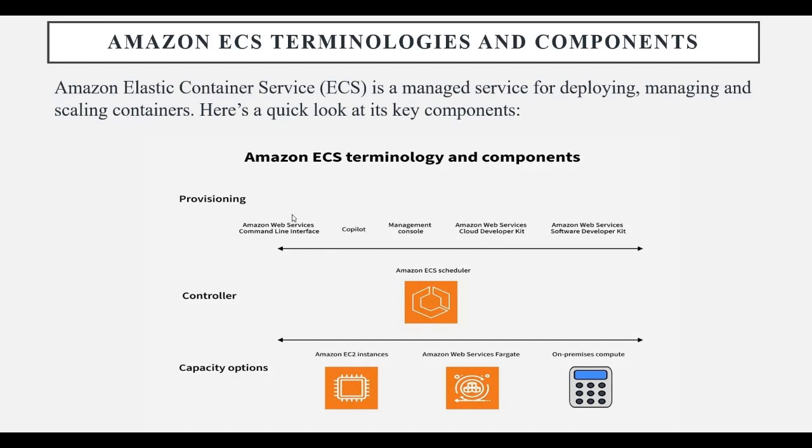In provisioning, there is the AWS command line interface, the management console, the AWS Cloud Development Kit, and also the software development kit. We can use the CLI, console, CDK or SDK. In the capacity options, you can use Amazon EC2 instances, AWS Fargate, or on-premises compute. So based on the ECS scheduler, we can use the terminologies and components using the provisioning and capacity options.